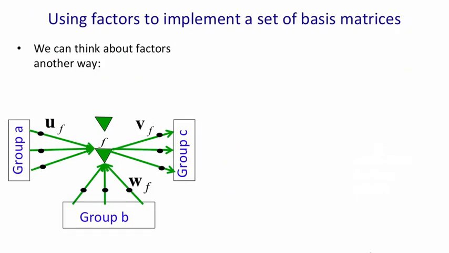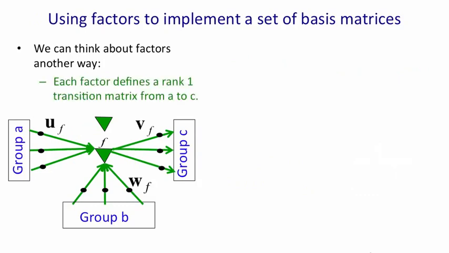There's another way we can think about these factors that gives more insight into what's going on. Each of the factors actually defines a very simple kind of transition matrix. It's a transition matrix that has rank 1. So the equation we had on the previous slide treats a factor as computing two scalar products, multiplying them together, and then using that as a weight on the outgoing vector v.